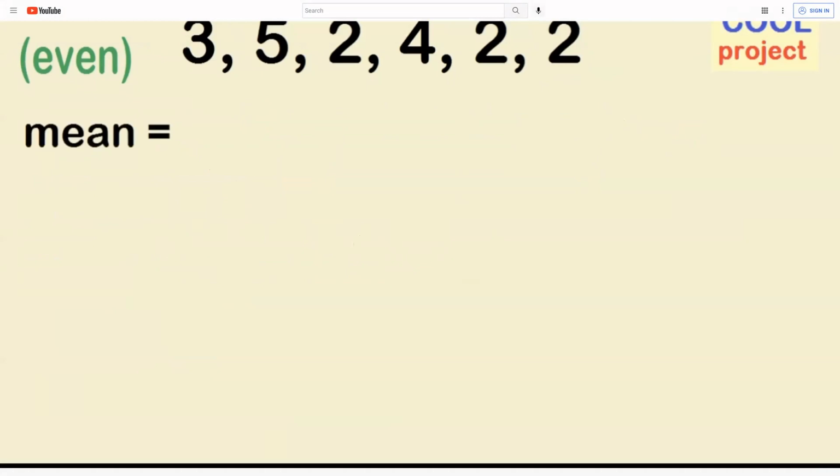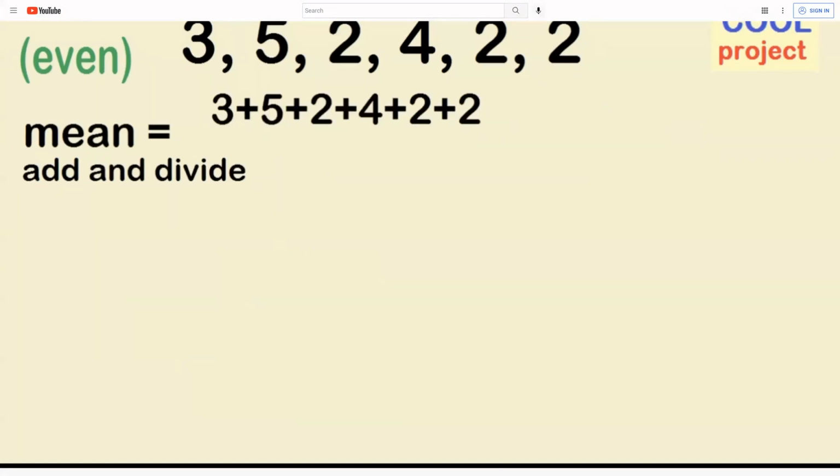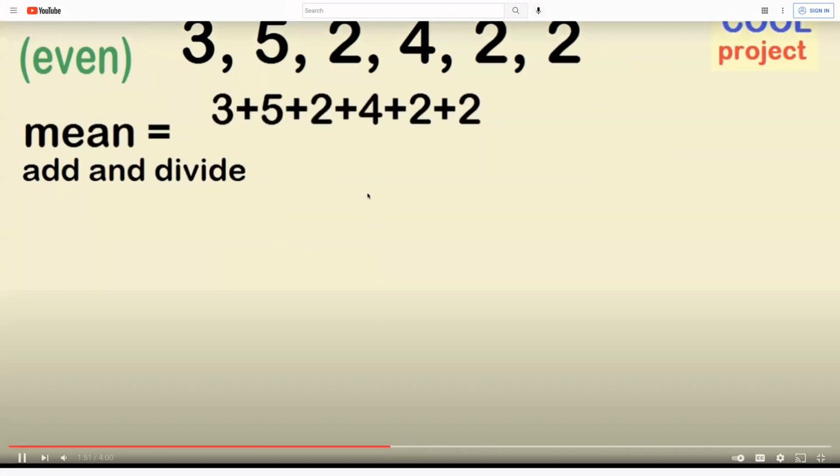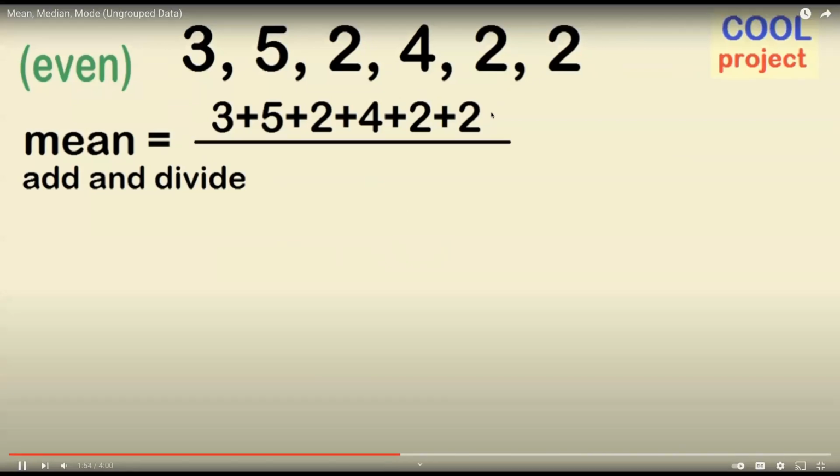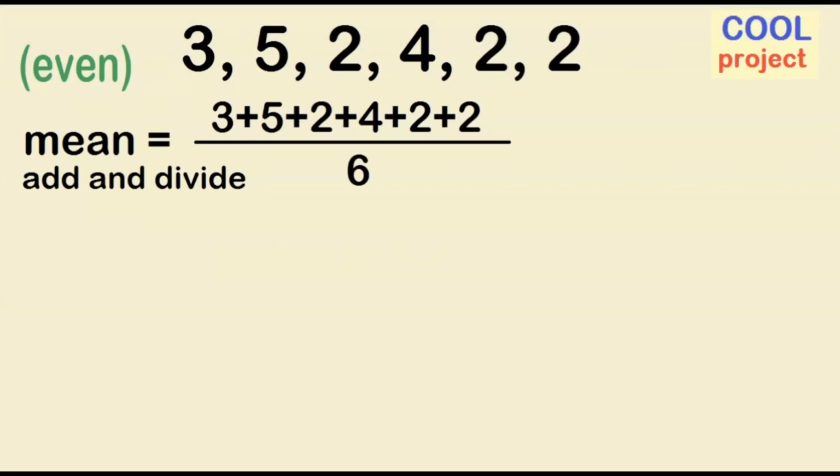To find the mean, add the data values and divide by the number of data values. 3 plus 5 plus 2 plus 4 plus 2 plus 2 divided by 6 is equal to 18 divided by 6, which is equal to 3.